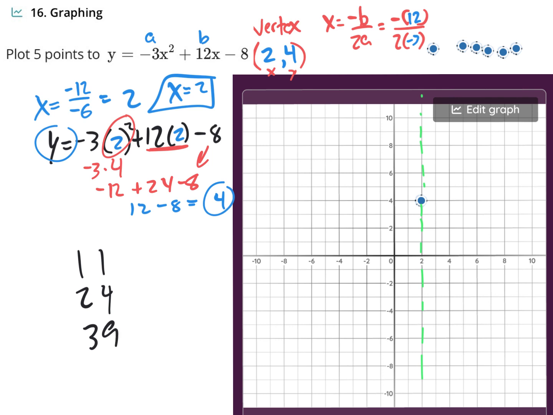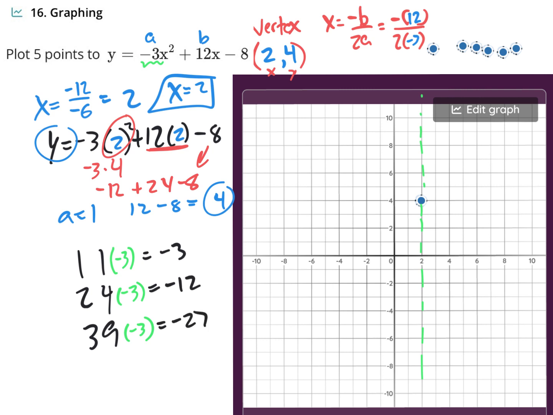9. But this pattern is for when your a value is 1. But in this case, the a value is negative 3. So what you need to do is multiply the outputs of the pattern by negative 3. So 1 times negative 3 is negative 3. 4 times negative 3 is negative 12. 9 times negative 3 is negative 27.